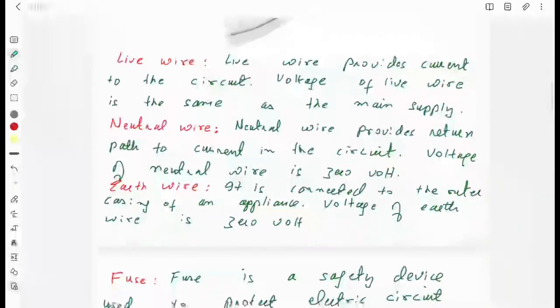Earth wire is important in earthing, and earth wire ultimately is connected to the outer casing of an appliance. So in case there is a leakage of current, then the current, instead of giving any person electrocution, will go to the earth through this earth wire. Voltage of earth wire is 0 volt.